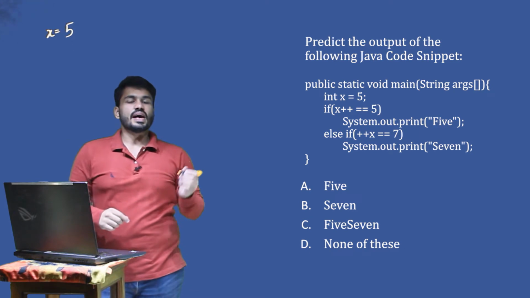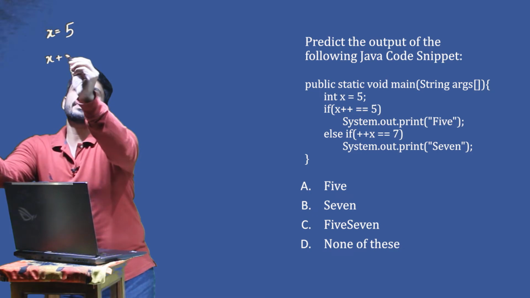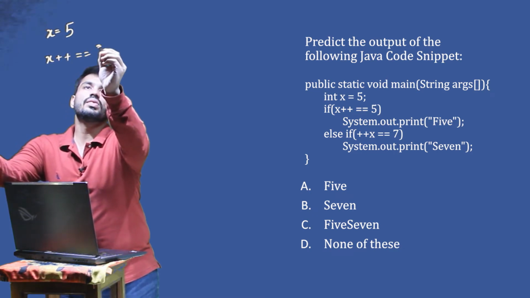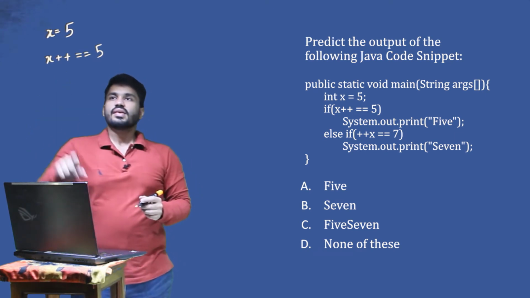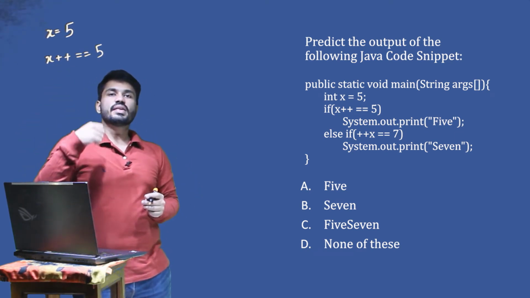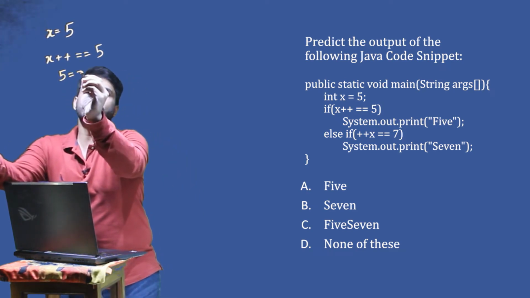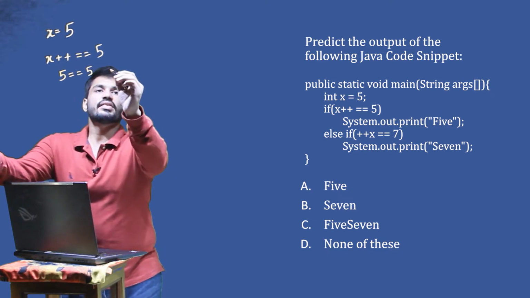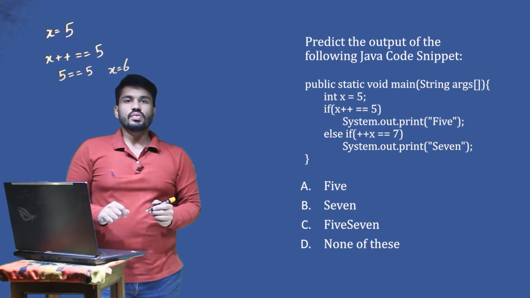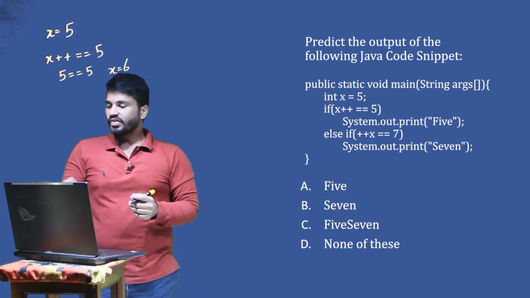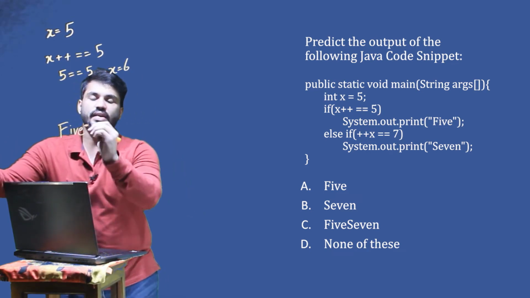In the next question, we have a variable x initialized to 5. In the if statement, we have x++ == 5. So we have a postfix notation here, which means that x's value will be increased after it is used. So here we will check 5 equal to 5, and after this the value of x will become 6. So the if statement is true, 5 is equal to 5, we will print 5 on the screen.